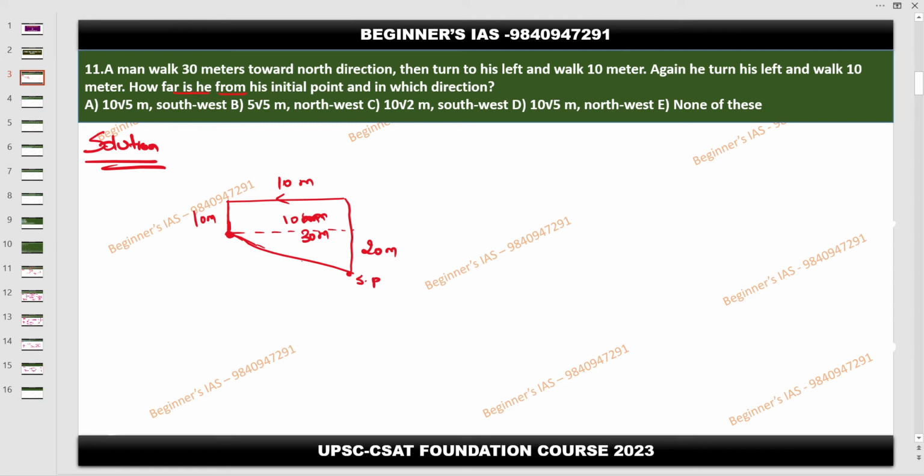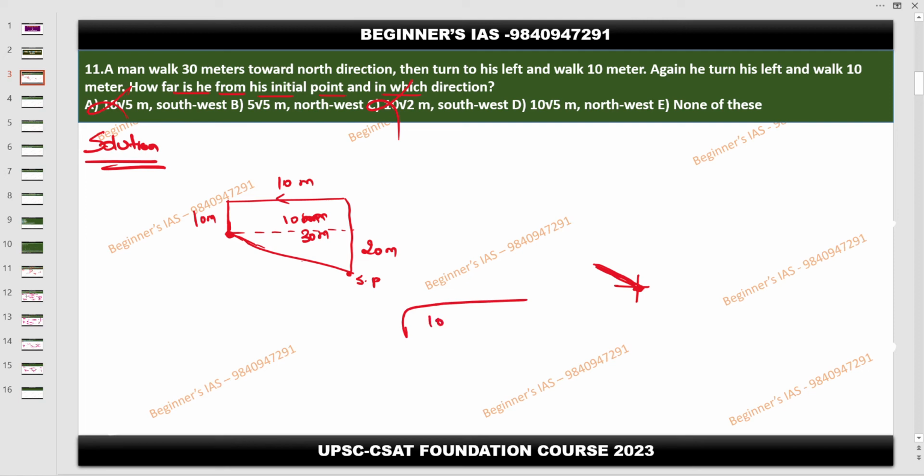How far is he from the initial point and in which direction? With the direction itself you can eliminate 50%. Here, then obviously this is going north-west, so eliminate 50%. Simple. I'm eliminating 50%. Then you move on with applying the Pythagoras theorem.